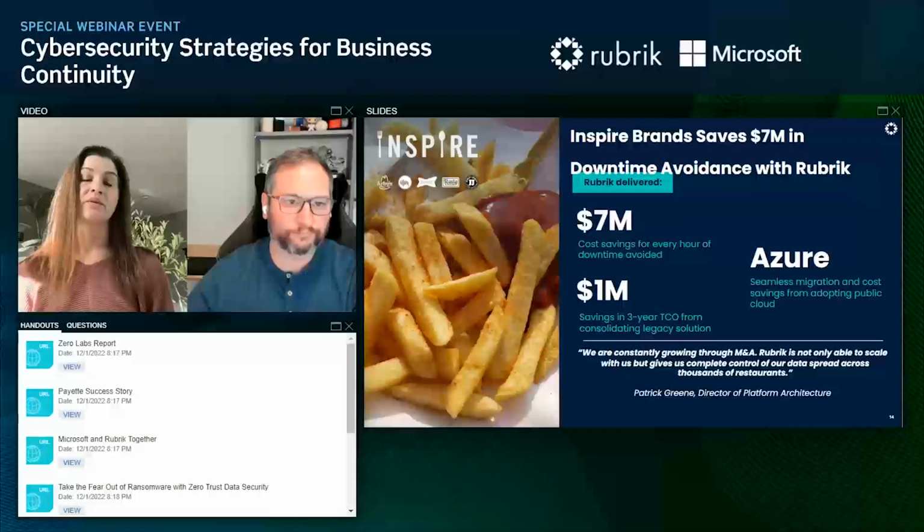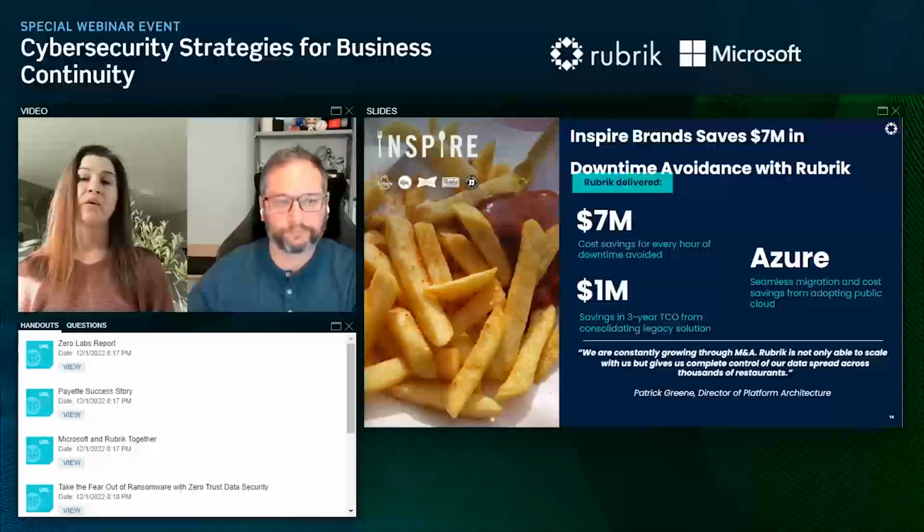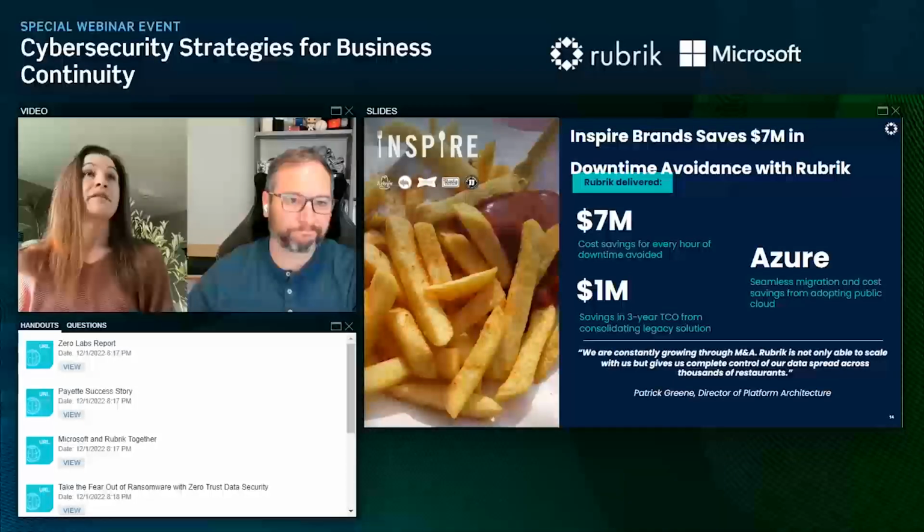And also, they were really looking at how implementing Rubrik and Microsoft together was going to help with cost savings for every hour of downtime. And they really had to look at this. Even if you are here and you're not a restaurant, what I like to do with these types of examples is use them for inspiration for the type of optimization I could bring into whatever industry I'm working in. And I think that they've done a good job of that.